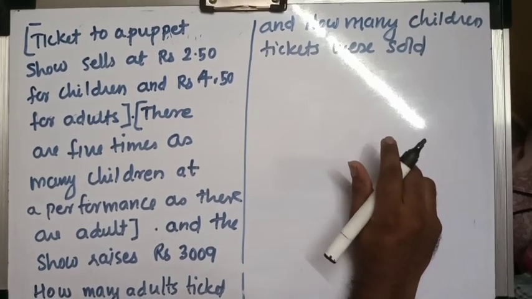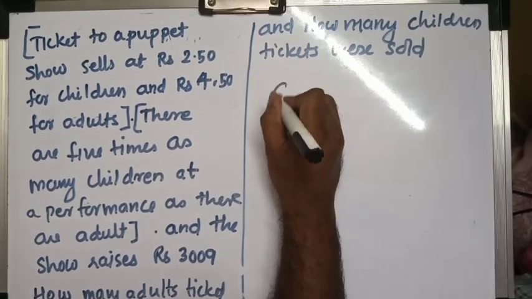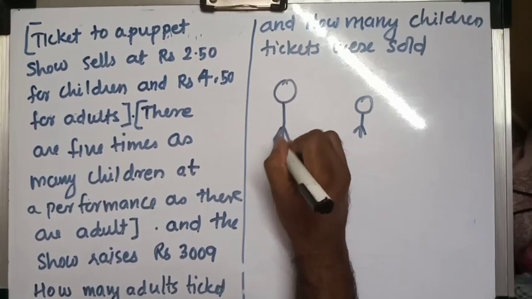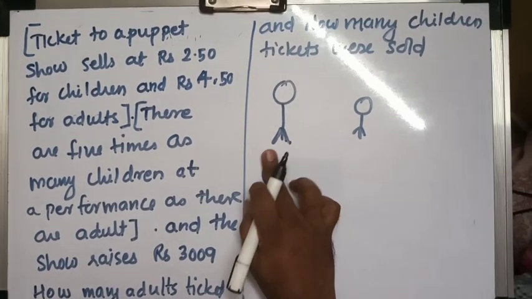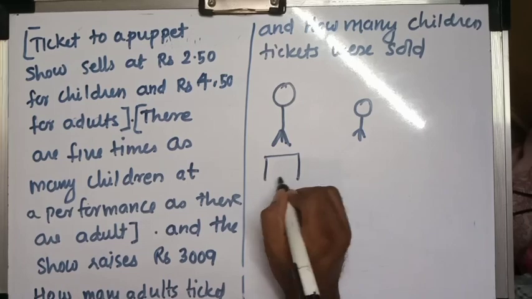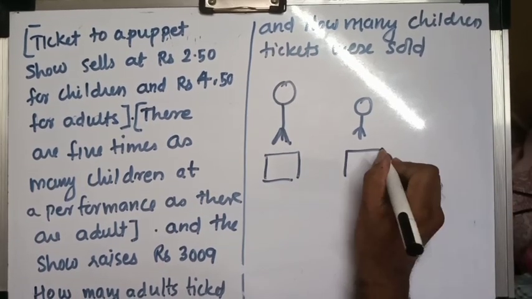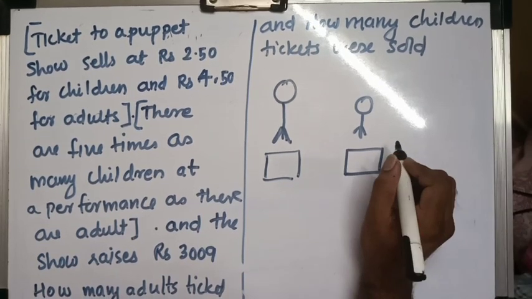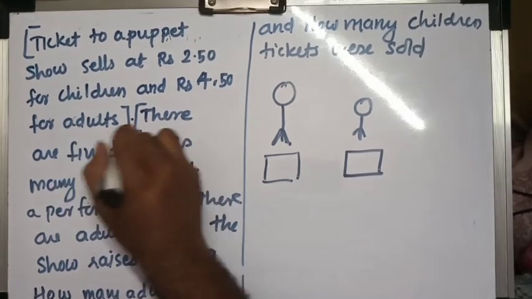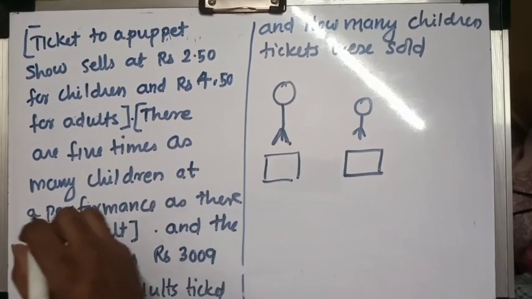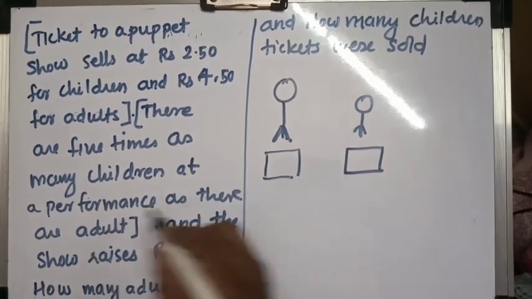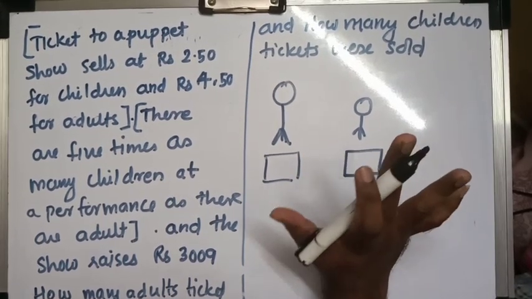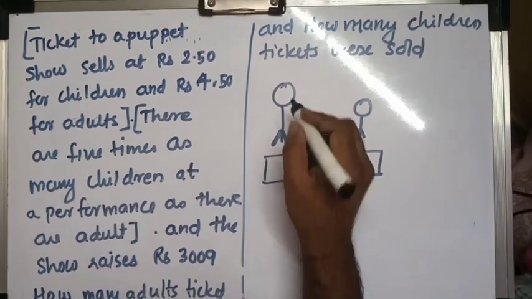Okay, तो यहाँ पे देखो, so there are people, there are adults and there are kids. I don't know how many adults are there. How many adults are there? I don't know. How many kids are there? I don't know. But I know that there are 5 times as many children at the performance as the adult. मतलब adult से भी children's कितने times ज़्यादा है? 5 times ज़्यादा है.